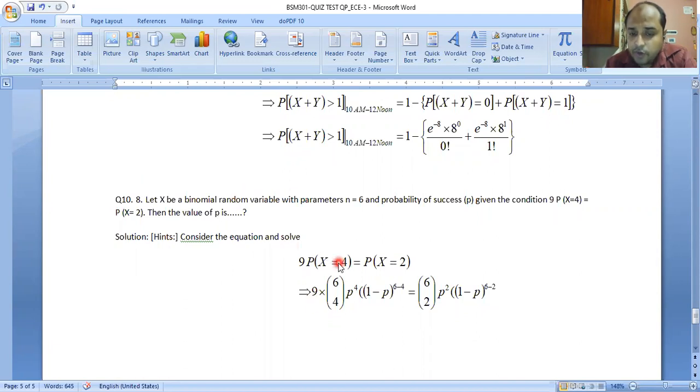And you apply the formula of the binomial probability law, and you will get 9 into 6C4 p to the power 4 into (1 minus p) to the power 6 minus 4 on the left hand side, and 6C2 p square (1 minus p) to the power 6 minus 2 on the right hand side. Solve it and p will come out. The probability of success will come out. I have not solved it. I have kept it for you so that you do the calculations by yourself. Probably you have already done it in the examination.